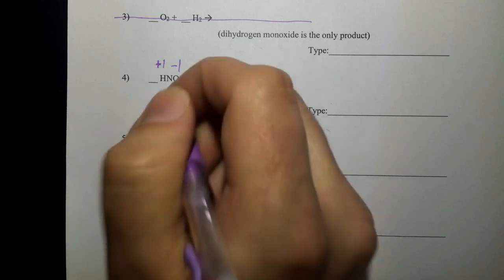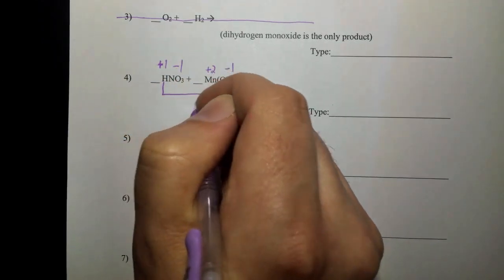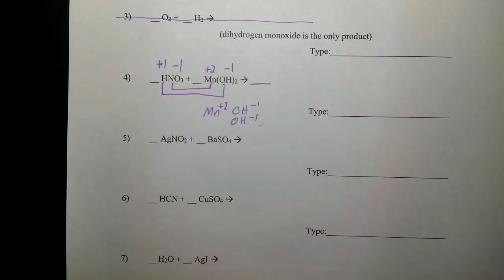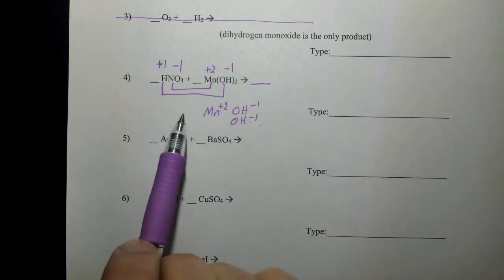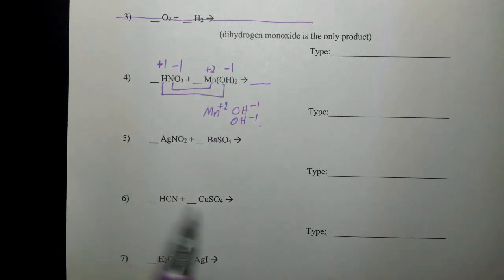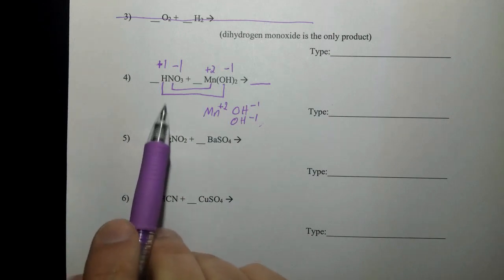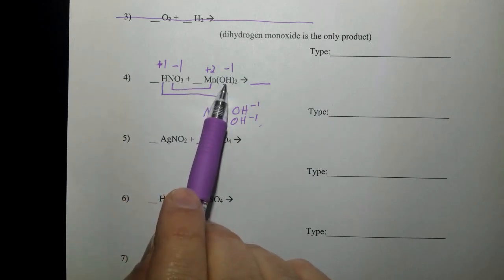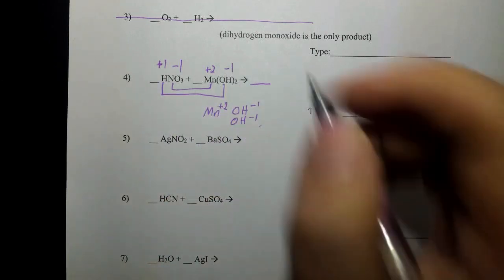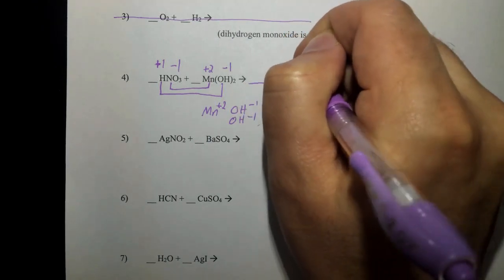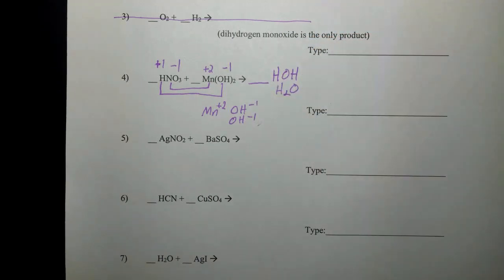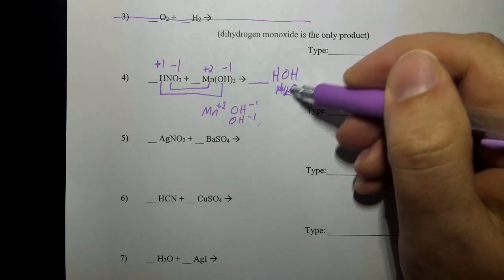So now we need to put this together. H is going to come together with the OH. Mn is going to come together with the NO3. And what's this going to make? Not at the type part yet. H plus 1, OH minus 1 makes HOH. This could be rewritten as H2O, but for balancing purposes, I would recommend just leaving it as HOH.